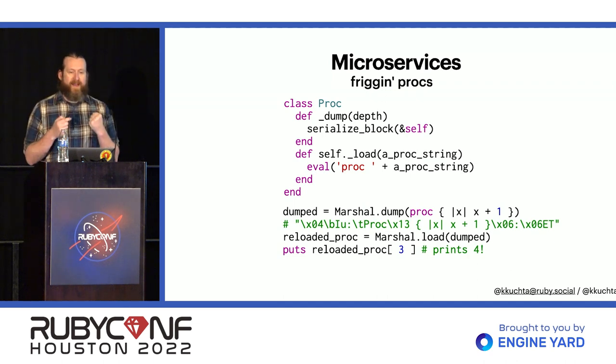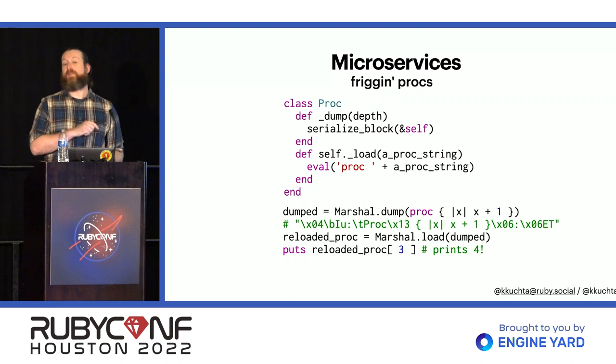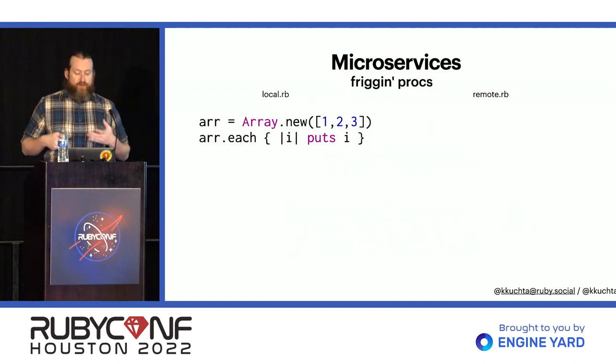We did the impossible. We've serialized a block, and they said it couldn't be done. Okay, no one said it couldn't be done. They said it shouldn't be done, but we did it anyway. And it works. We've taught Marshall how to serialize a block, and Druby just uses Marshall.